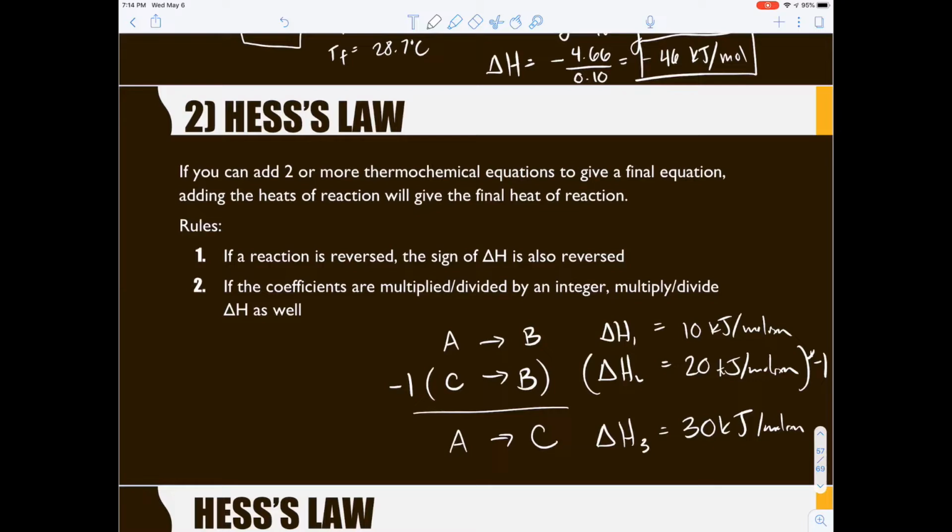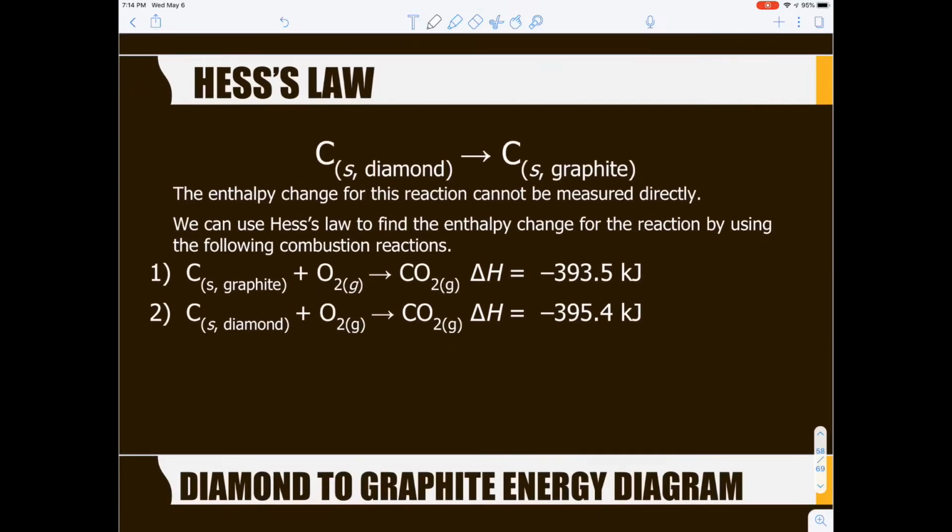The other rule that we're going to have to bear in mind is that sometimes in order to get things to add up right, you have to multiply an equation by some other number, like to get things to cancel the way they need to. And if you do that, you need to also multiply the delta H by the same number. So let's do an example that might help.